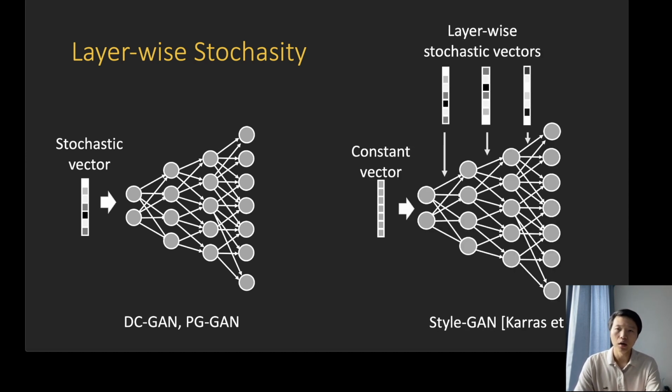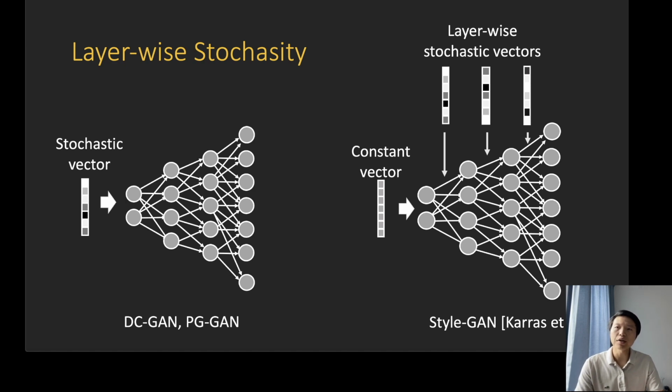But later on, researchers proposed a much better model, the StyleGAN models. For StyleGAN, the biggest innovation is that they change this beginning stochasticity to layer-wise stochasticity. Basically, at the beginning of StyleGAN, they just input a constant vector. Then at each layer, they introduce stochasticity vectors. So each layer has stochasticity. That largely enriches the encoding capability of the latent space. This also gives us the opportunity to interpret the latent semantics across different layers.